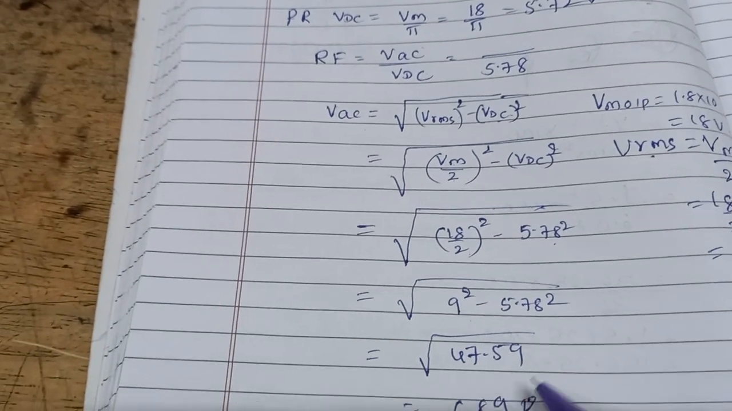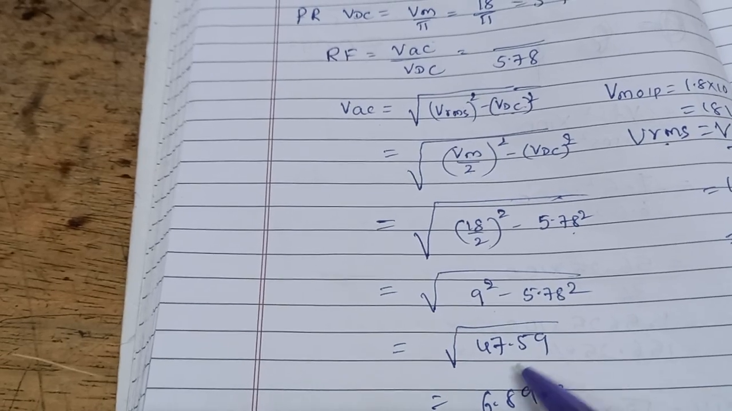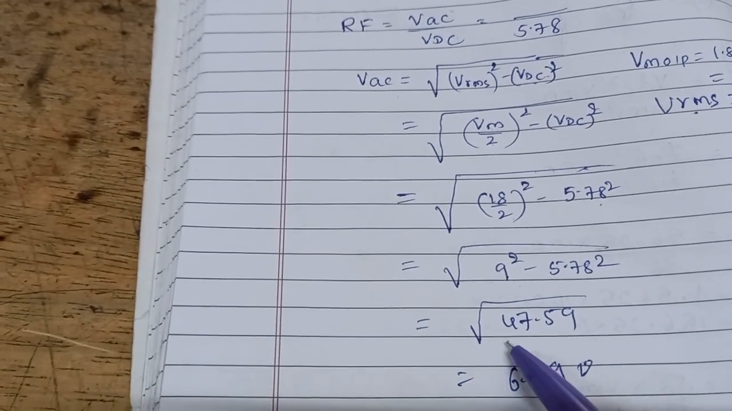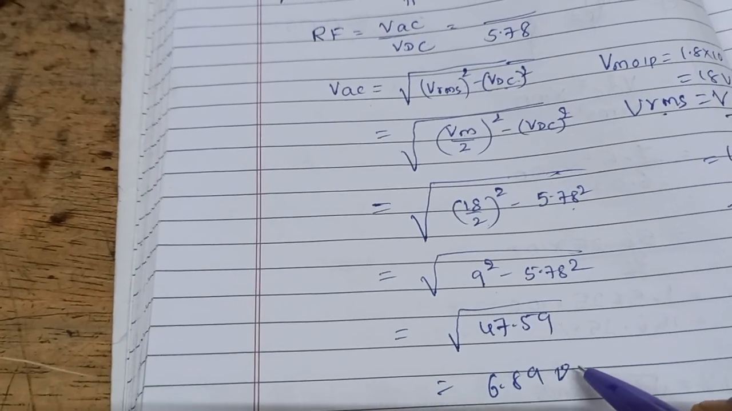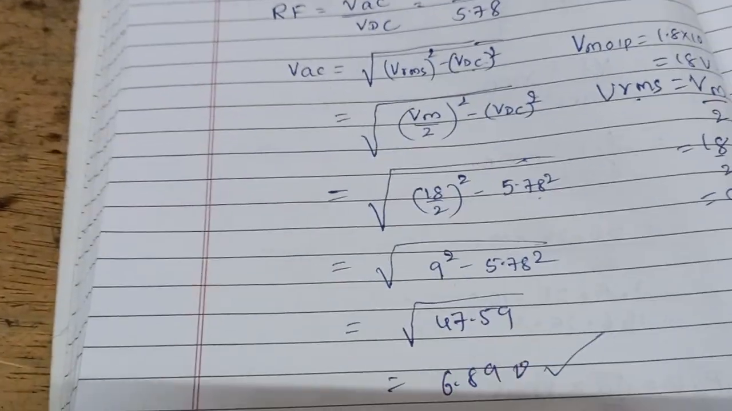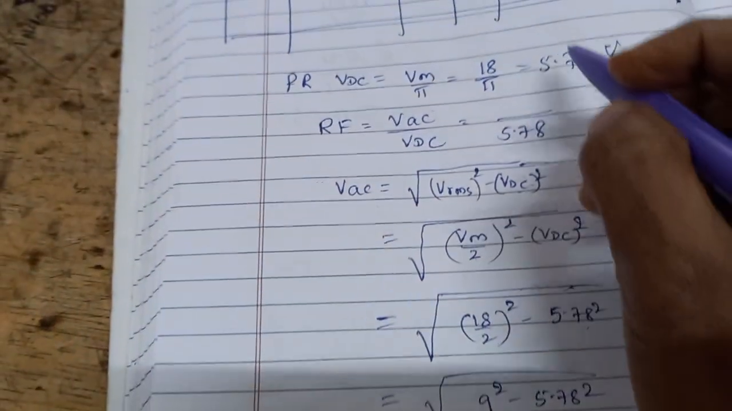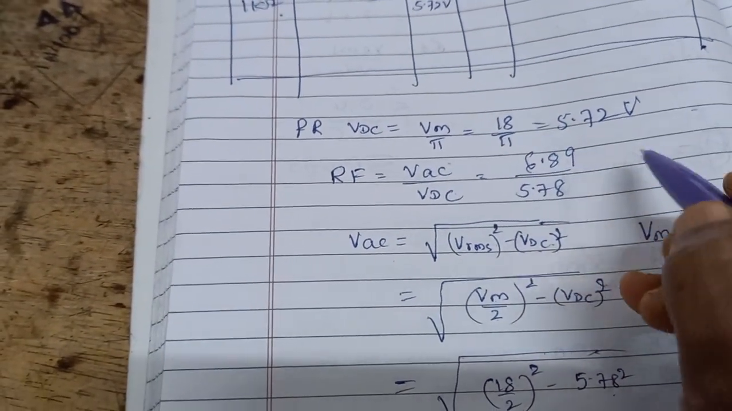So 81 minus 5.78 square is 47.59. Square root of 47.59 is 6.89 volts. So this is VAC. Now we will substitute this 6.89 volts in the ripple factor calculation.